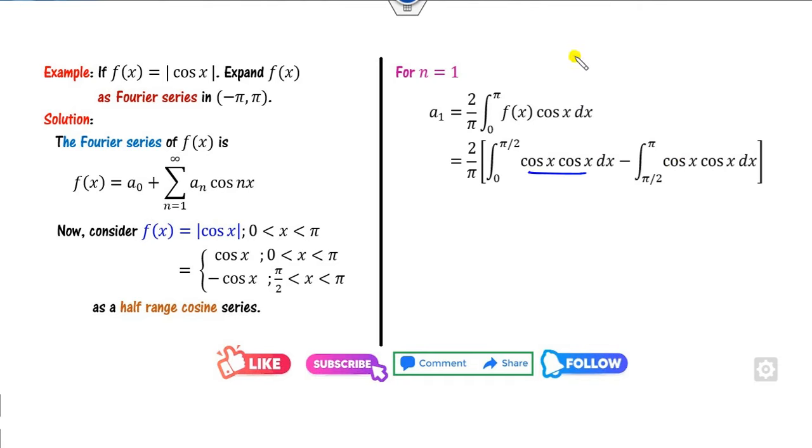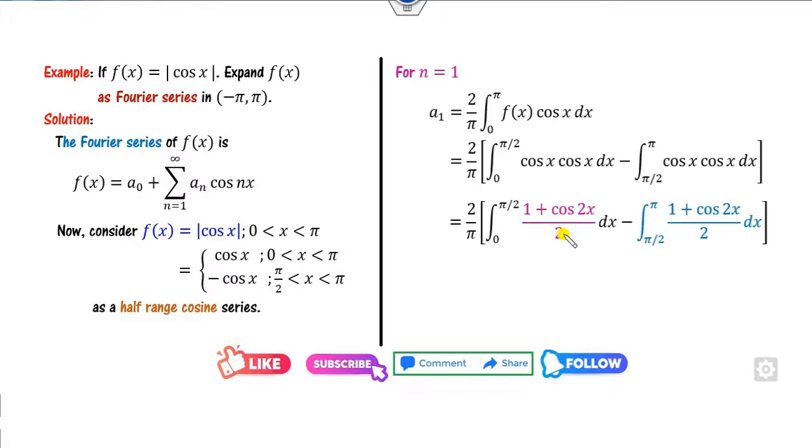What is this quantity? It's cos square x. How can you integrate it? I can write this as (1 plus cos 2x) over 2. Similarly for this, (1 plus cos 2x) over 2, and this 2 will cancel out. Now I can take the common 2, it will be cancelled out.